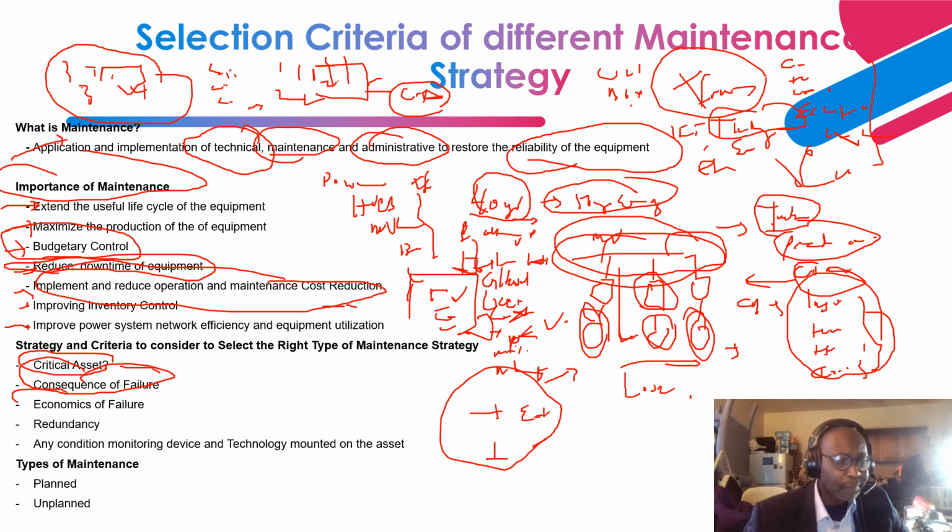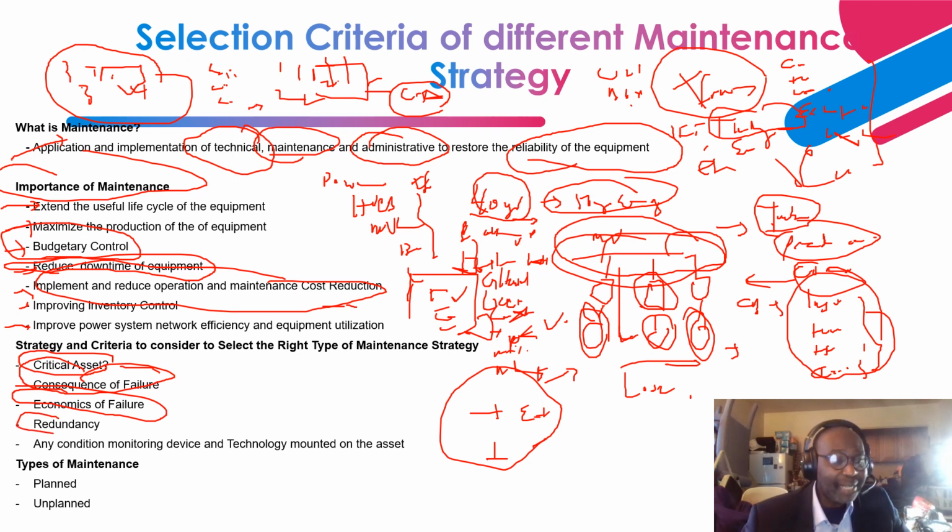Next is the economics of failure. Economics of failure is first of all cost to replace, downtime, loss of revenue, loss of critical customers, unhappy customers. Those are some of the economics that you have to consider. Then you can rank it.